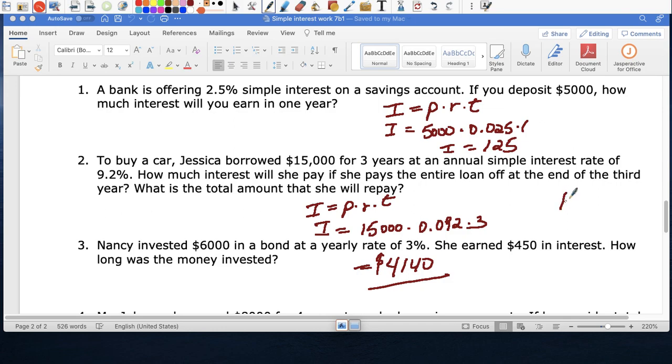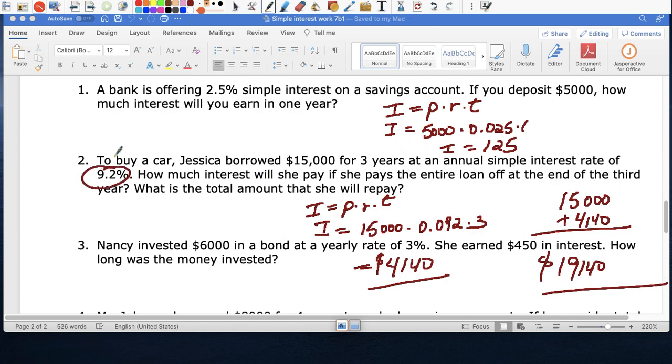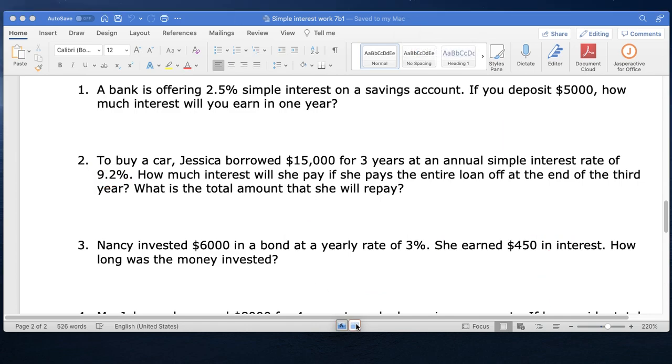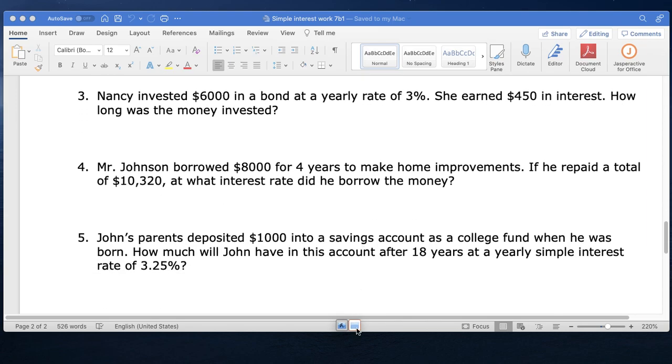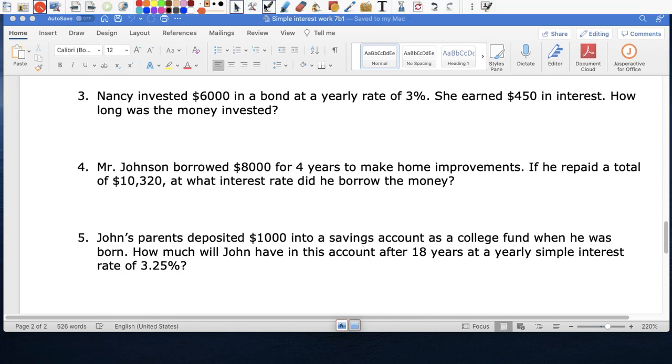So the car that she bought for $15,000 is really not $15,000. It's plus 4,140. So at the end of 3 years, she ends up paying $19,140 for that car. All because her credit wasn't that great. Hey, listen, sometimes you can't help it, things happen, and credit doesn't do too well.